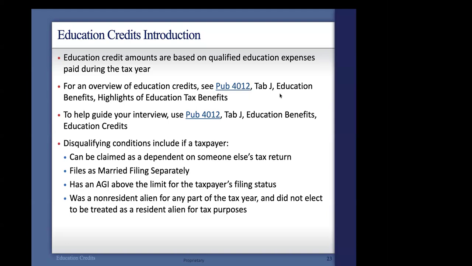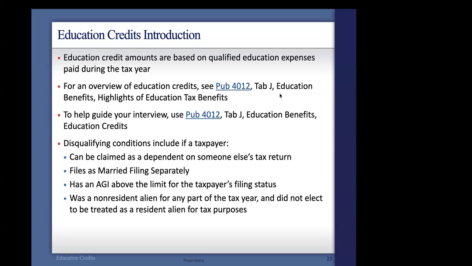It refers you to the publication 4012 tab J, education benefits, highlights of education tax benefits. There is also an interview, and to help you guide the interview, this tab will help. There's also a chart in the publication 4012 under education credits that will help you determine what expenses qualify and what don't.